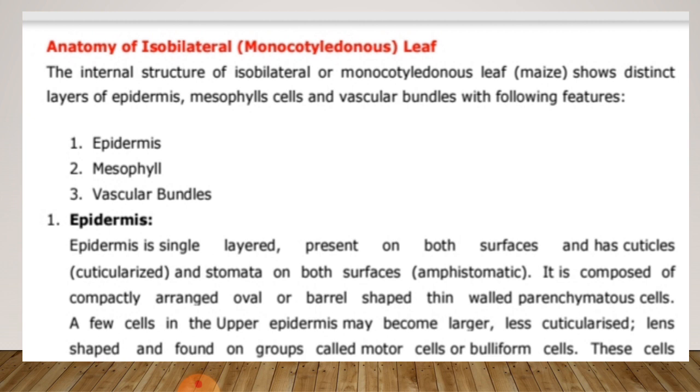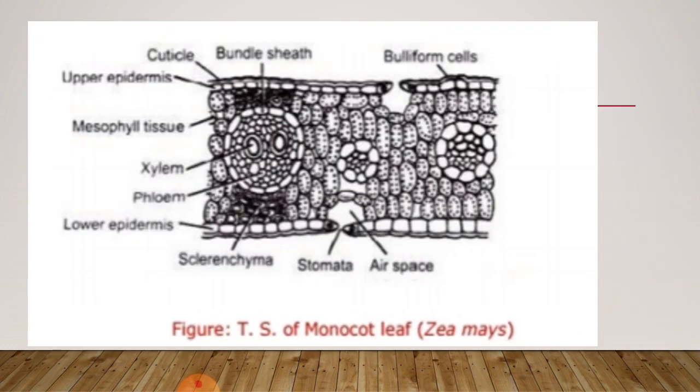First, we will take epidermis. Epidermis is single layered, present on both surfaces, and has a cuticle and stomata on both surfaces. So far as this layer is concerned, the epidermis is on both sides, that is upper epidermis on the upper side and lower epidermis on the lower side. Cuticularized means that it has cuticle present on both the surfaces.